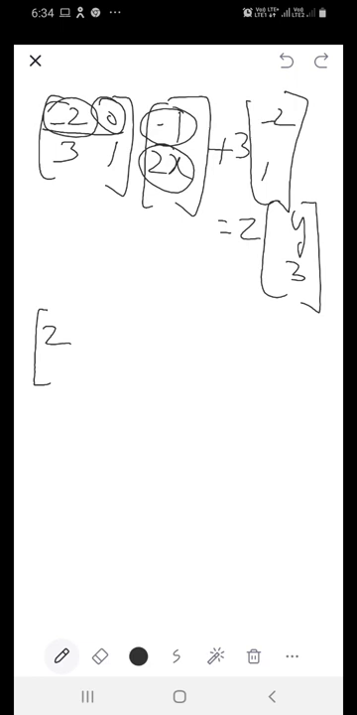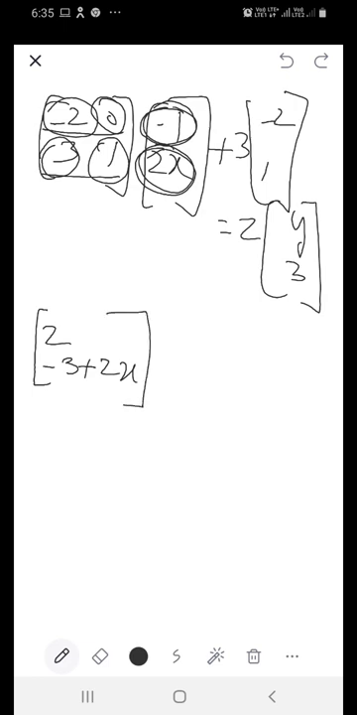As you do not have the second column of the second matrix, we are going to switch over to the second row. Elements of the second row will be multiplied to the elements of the first column. 3 will be multiplied with minus 1, that will be minus 3. And 1 will be multiplied to 2x, it will become plus 2x. So this is the matrix after multiplication.